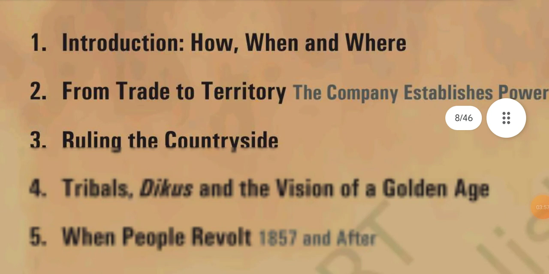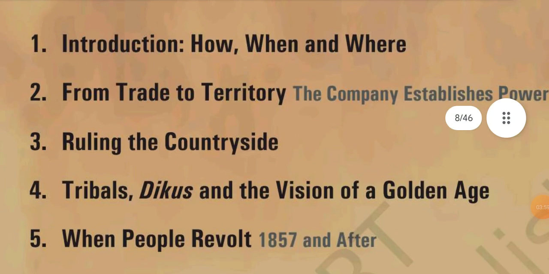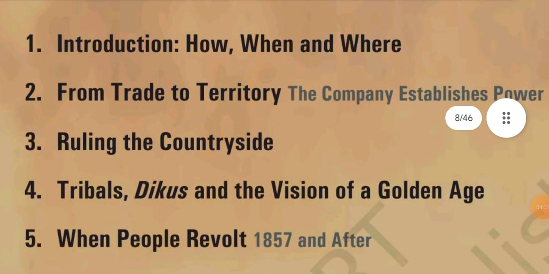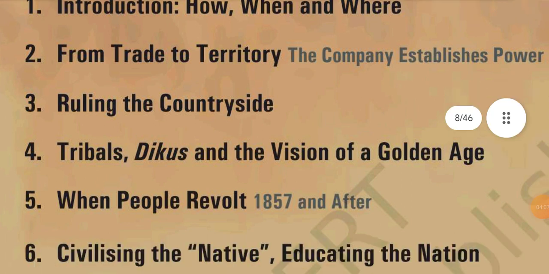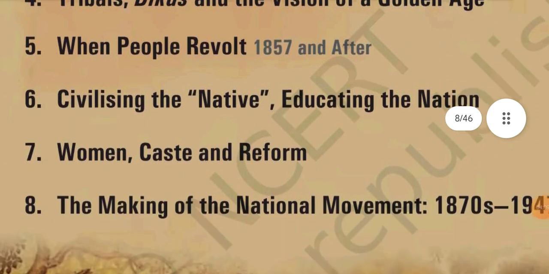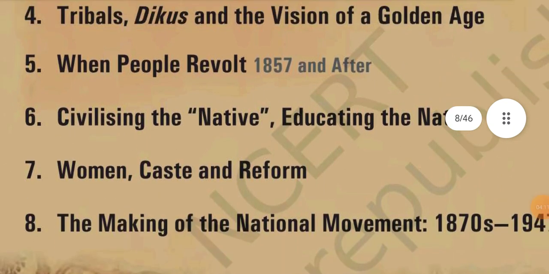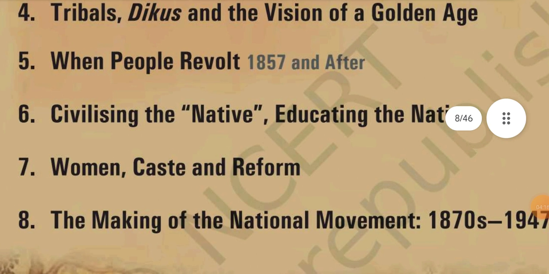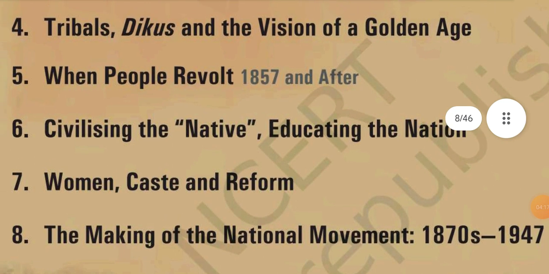From trade to territory: the Company establishes power. 3. Ruling the countryside. 4. Tribals, Dikus and the vision of a golden age. 5. When people revolt, 1857 and after. 6. Civilising the native, educating the nation. 7. Women, caste and reform. 8. The making of the national movement, 1870s to 1947.